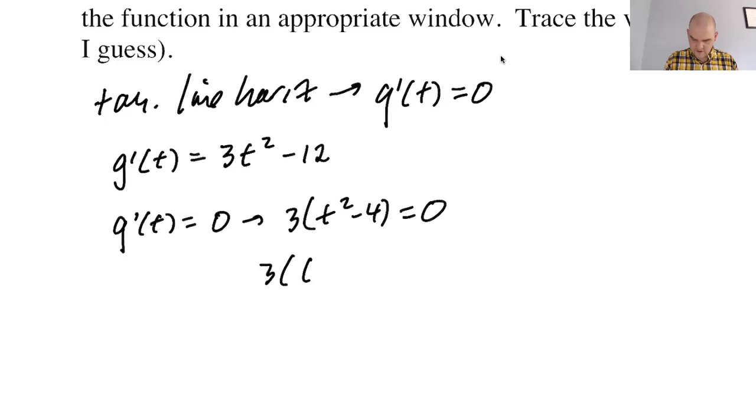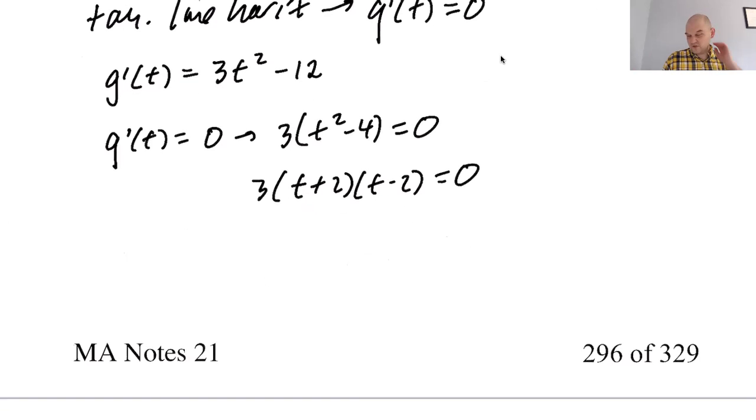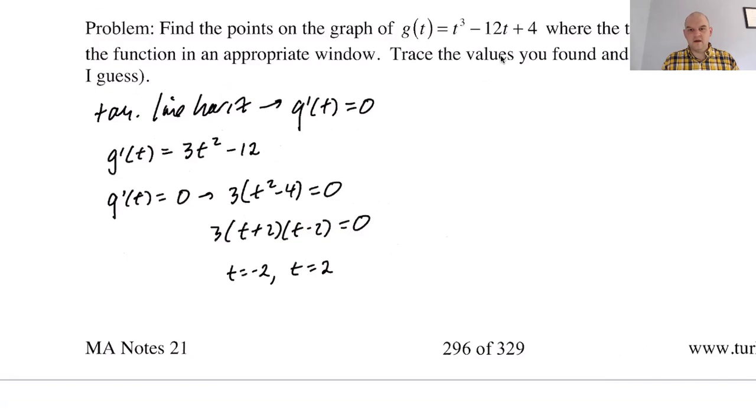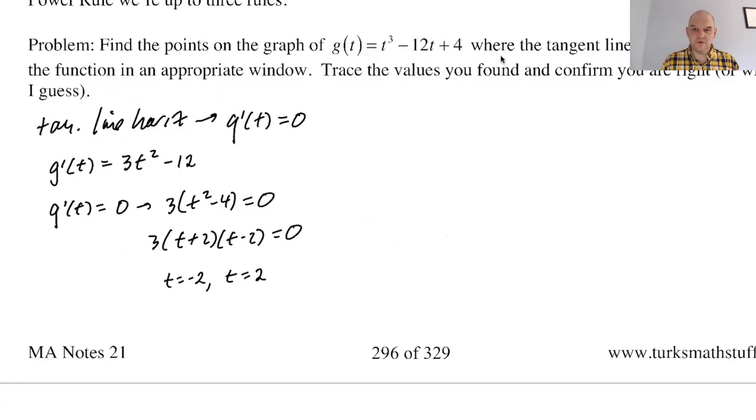3 times (t + 2)(t - 2) is equal to 0. Okay, so we're looking for where it's 0. So that's at t equals -2 or t equals 2. All right, I want to extend this problem a little bit.